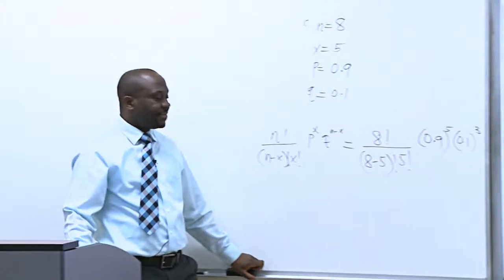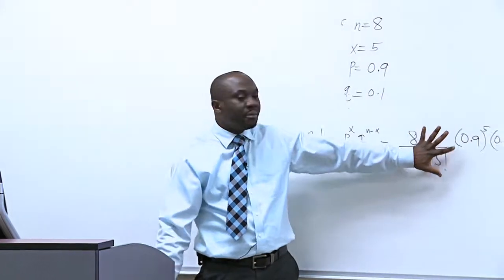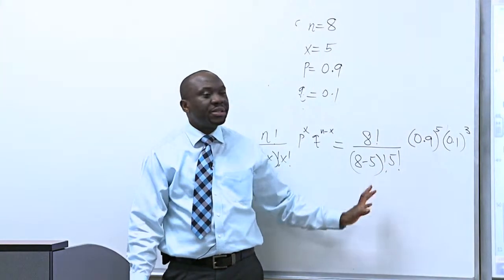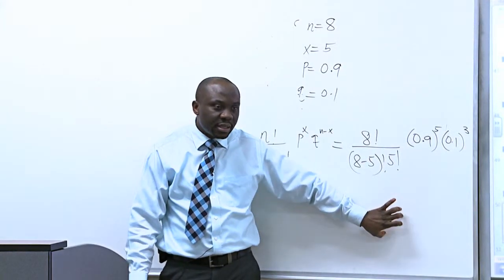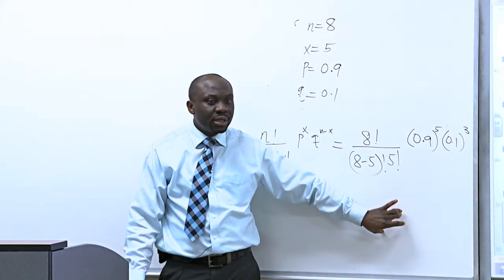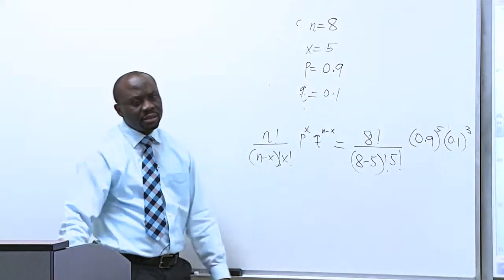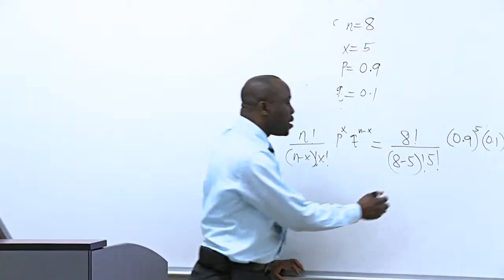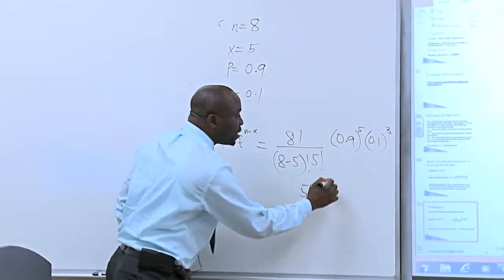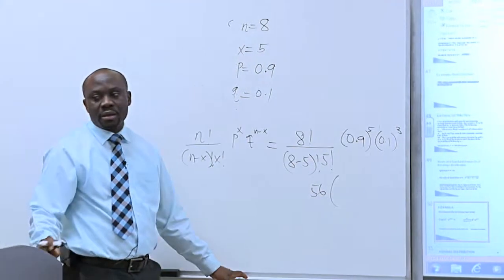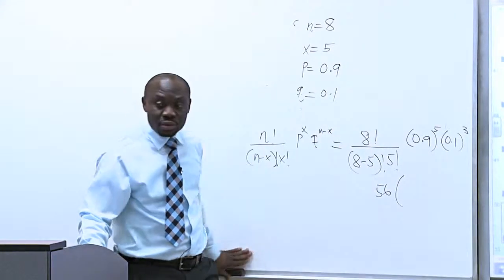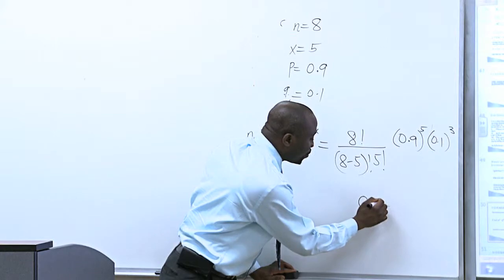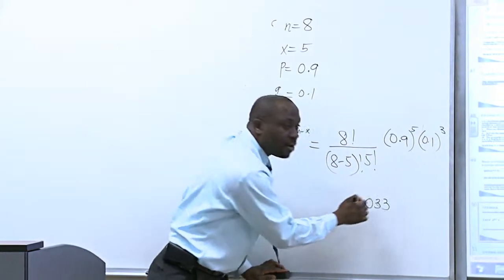So the first part is the combination, nCr. You can use your calculator. It's about 42, yeah? No, 56. So this will be 56. Do you have the answer? To 3 decimal places it will be 0.033. Confirmation.